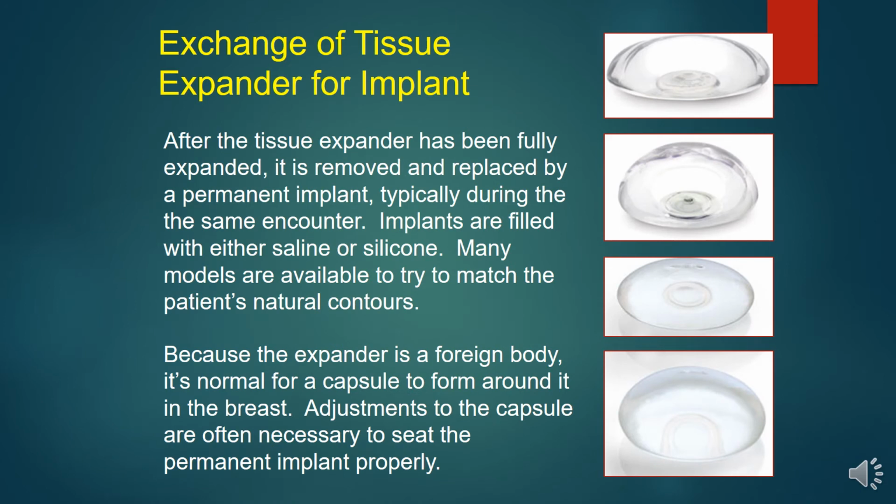After the tissue expanders have been carefully expanded, they are removed and replaced by a permanent implant, typically during the same encounter. Implants are filled with either saline or silicone, and many models are available to try and match the patient's natural contour. Because the expander is a foreign body, it's normal for a capsule to form around it in the breast, and adjustment to the capsule is often necessary to seat the permanent implant properly.